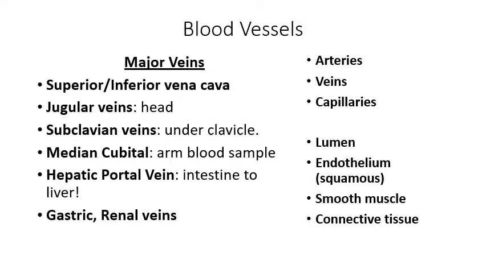All right, let's learn the names of some of the major veins. You know about the superior vena cava and the inferior vena cava. You know about the jugular veins. The jugular veins bring blood back from the head down to the heart, and then ultimately it is put back into the heart through the superior vena cava. The subclavian veins bring blood back from the arms, right? So they run underneath the clavicle.